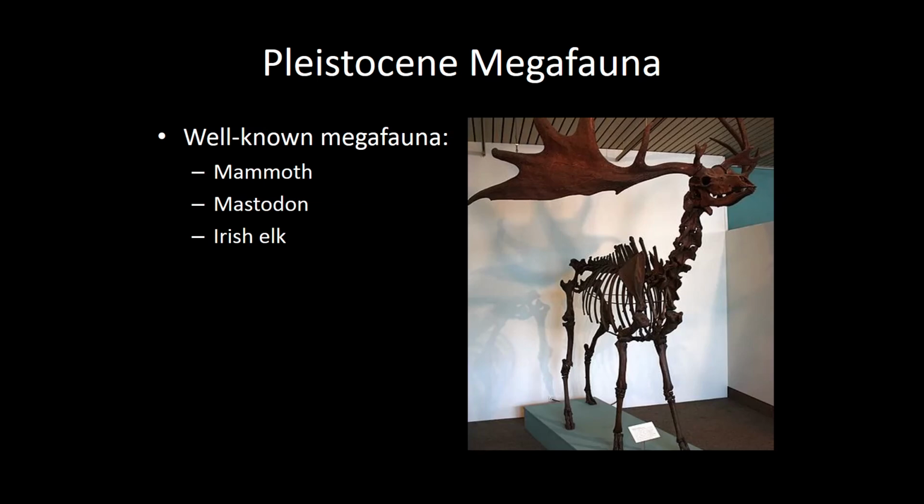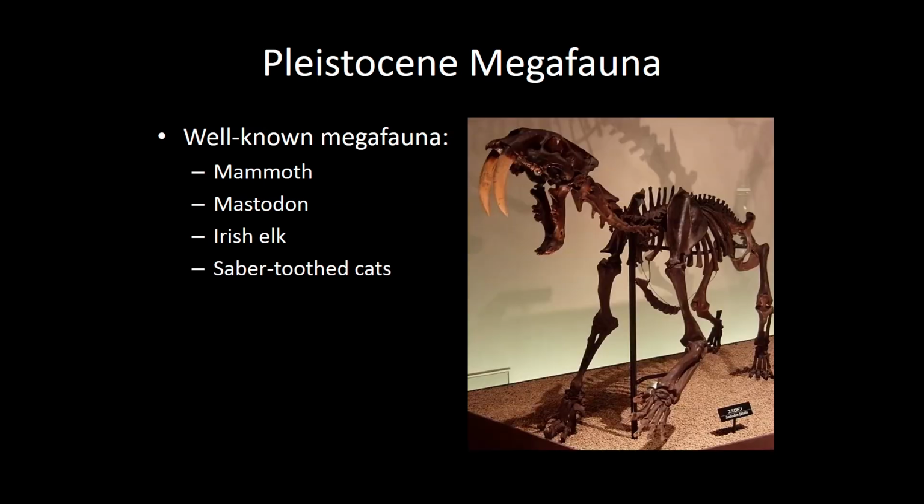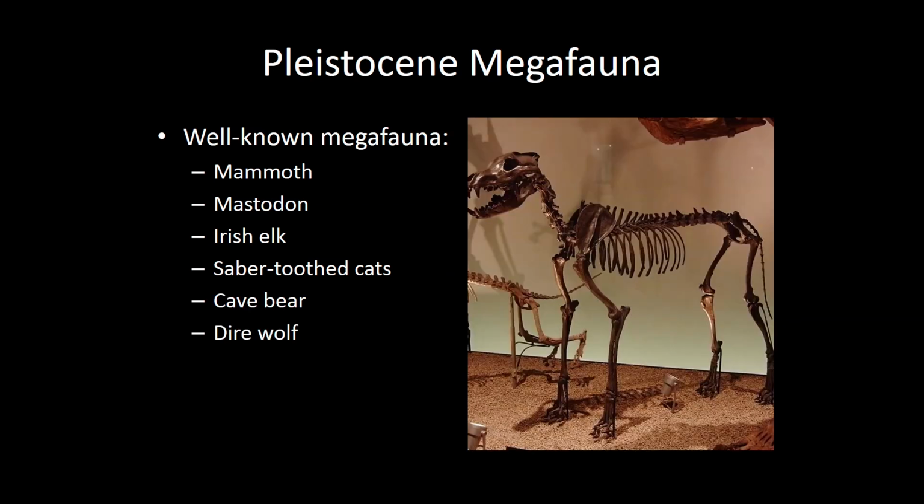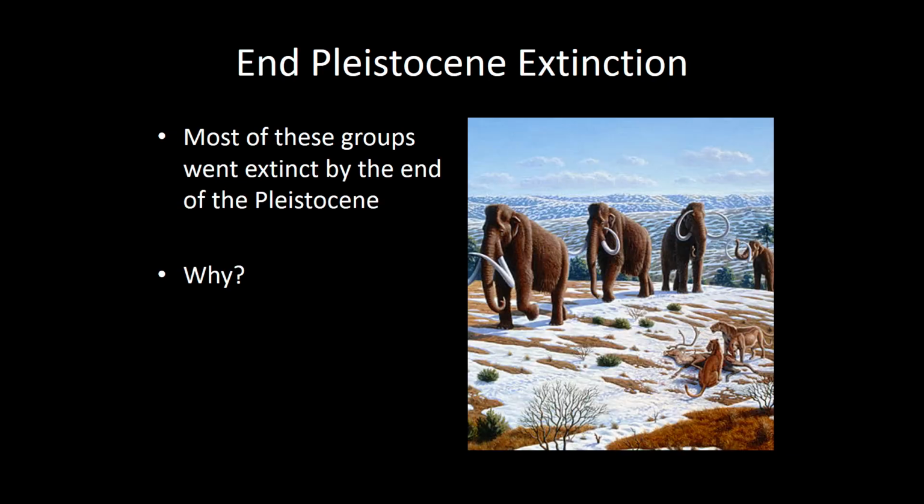We have the Irish elk. This is a massive elk. Saber-toothed cats. Cave bears. These guys would dwarf your average bear. And the dire wolf. These are easily 2 or 3 times the size of your regular wolf. Most of these groups went extinct by the Pleistocene.